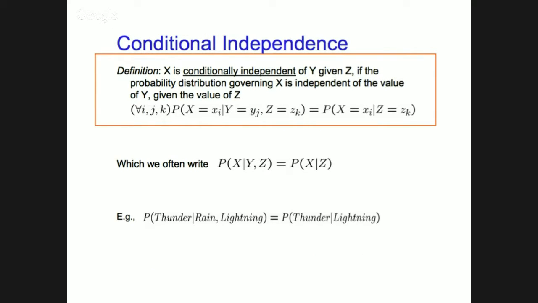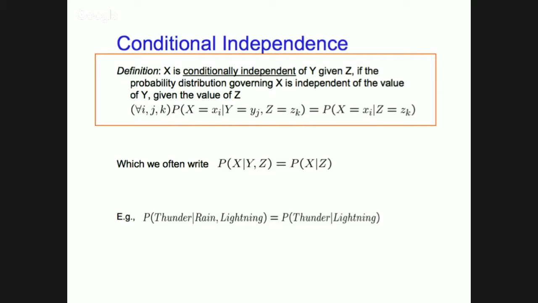Let's just quickly brush up on conditional independence. By definition, a variable x is said to be conditionally independent of y given z if the probability distribution governing x is independent of the value of y given the value of z. This can be expressed as: if x is conditionally independent of y given z, you can write the left-hand side, just get rid of the y term and write it in the form of x and z. So that's going to be probability of x given z. So you just get rid of the y term.